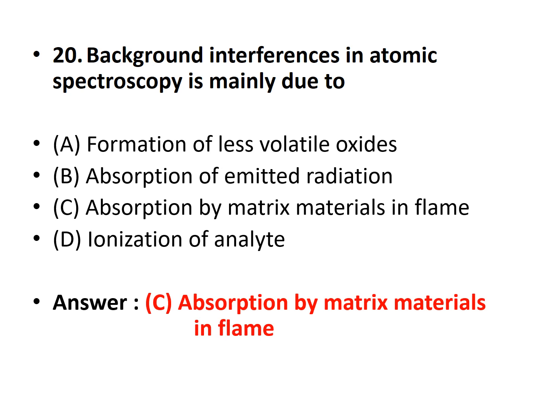So C is the right option. The background interferences in atomic spectroscopy are usually caused by the absorption by the matrix materials in the flames, that is some sort of impurities which start absorption in the flame. That is why the background interferences appear in the spectrum.